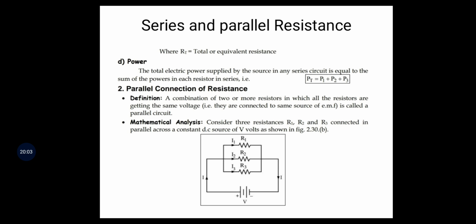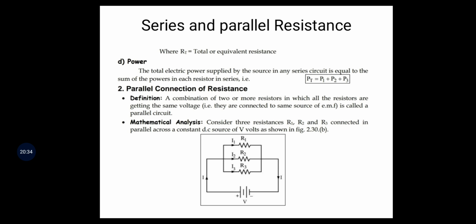Next we are discussing the parallel connection of resistance. What is a parallel combination? The starting ends of the resistors are connected at one point, and the ending ends of the resistors are connected at another point. Then it is called a parallel combination of resistance.